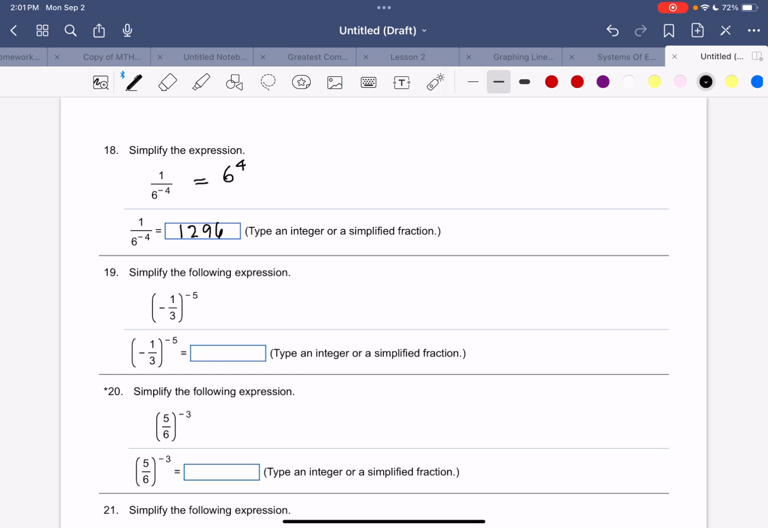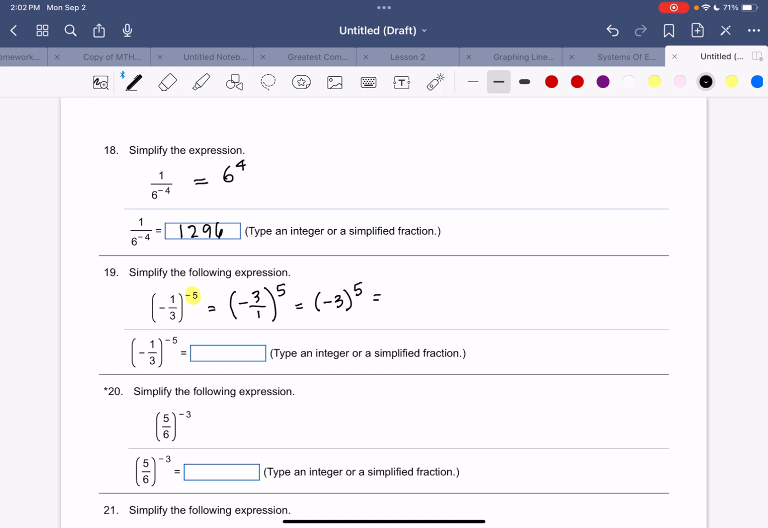So this one can be a little tricky. 19. Now remember, the negative exponent means you're going to take the reciprocal. So I'm just going to take the reciprocal. Well, that's going to be negative 3 over 1. It just means flip it and change it to a positive exponent. So that's negative 3 over 1, which is just negative 3 to the 5th. And that means I'm going to multiply negative 3 5 times.